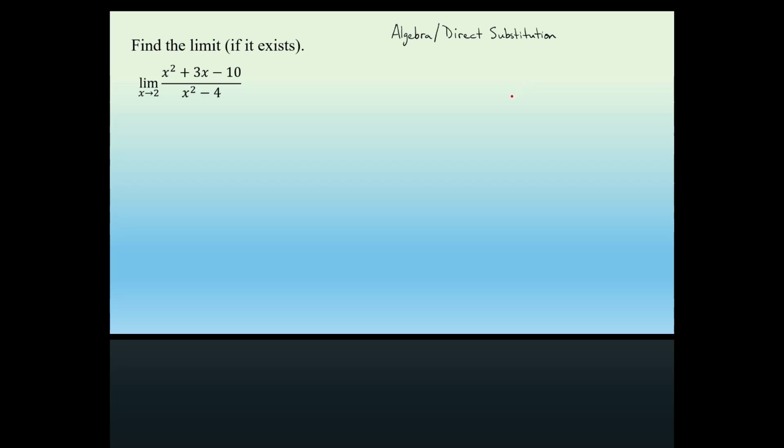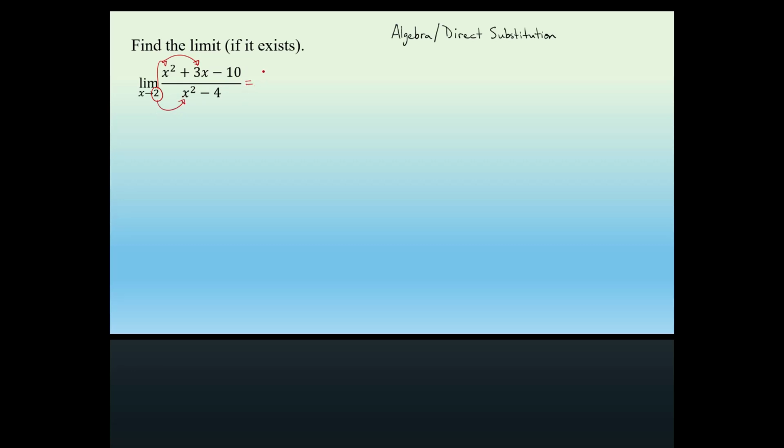We have another example where we need to evaluate this limit. We'll need to pay attention to any indeterminate answers we get if we do direct substitution. So we'll start with direct substitution. We'll plug 2 in for x everywhere we see it, and we'll figure out what we get.